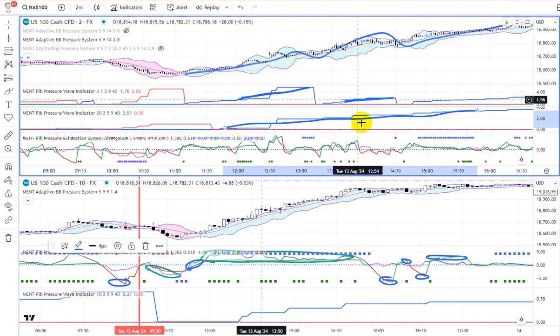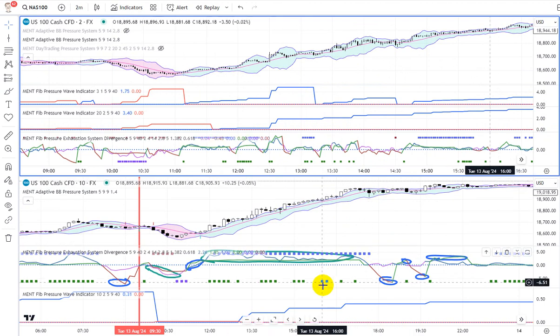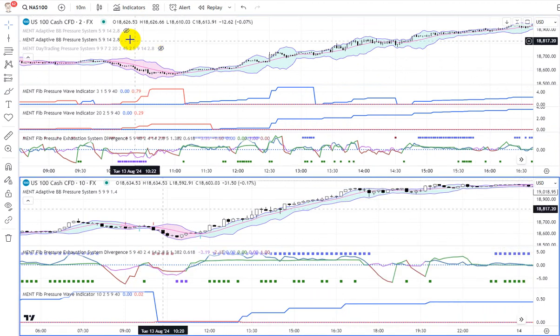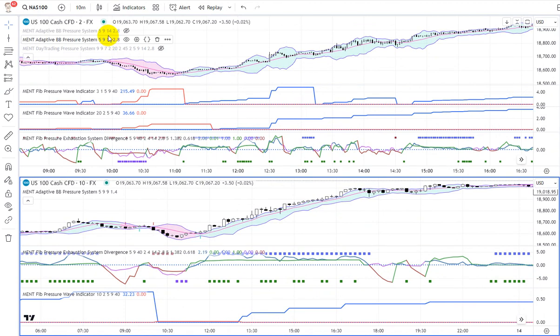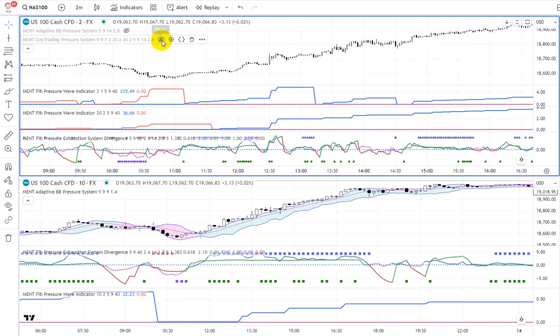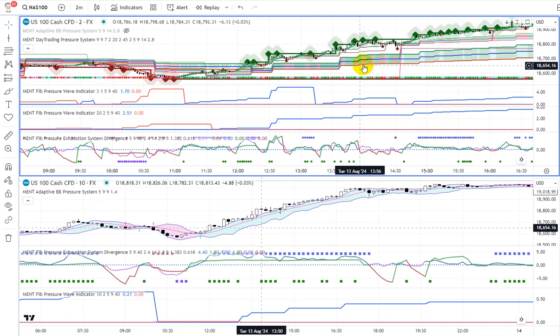So now, clear all the drawings again. And now let's come down here, clear all the drawings. Let's come down and take a look at the, okay, I got two of these on here. Delete. And let's get rid of the pressure, the Bollinger Band system, and turn back on the Fibonacci system.